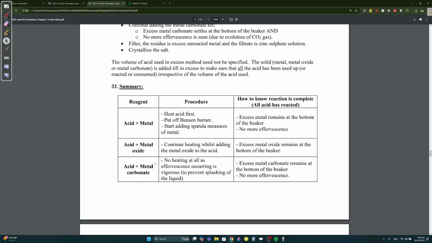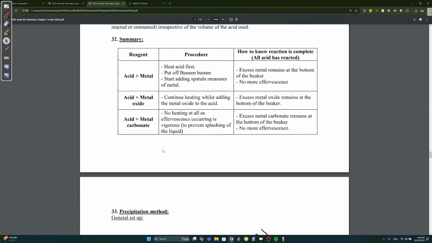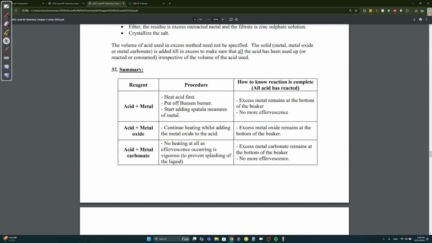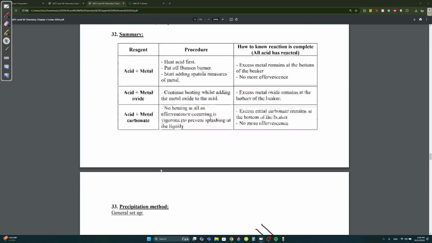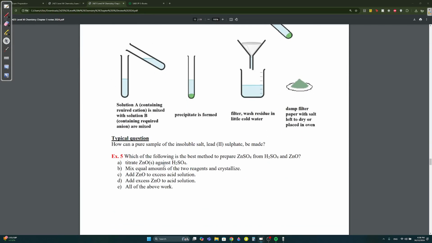Acid plus metal carbonate, you don't heat, because any reaction that has carbon dioxide is usually very exothermic, or it's very fast and can do a lot of splashing. For that reason, we don't heat it. So you just let it happen. No heating, you just add. How do you know if it's complete? Same as the first one. Excess metal carbonate remains at the bottom, and there's no effervescence. Why am I saying effervescence now? Because the metal carbonate will release carbon dioxide. Yeah, CO2, right?